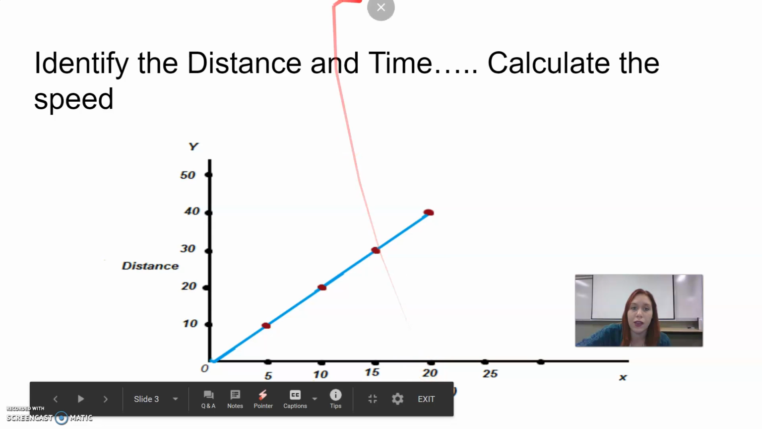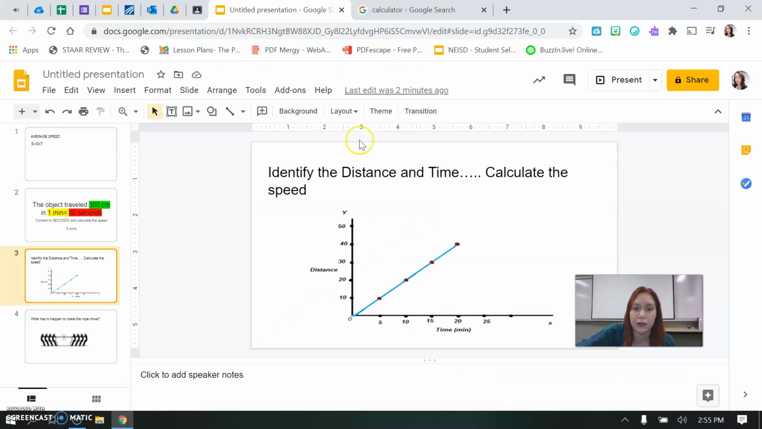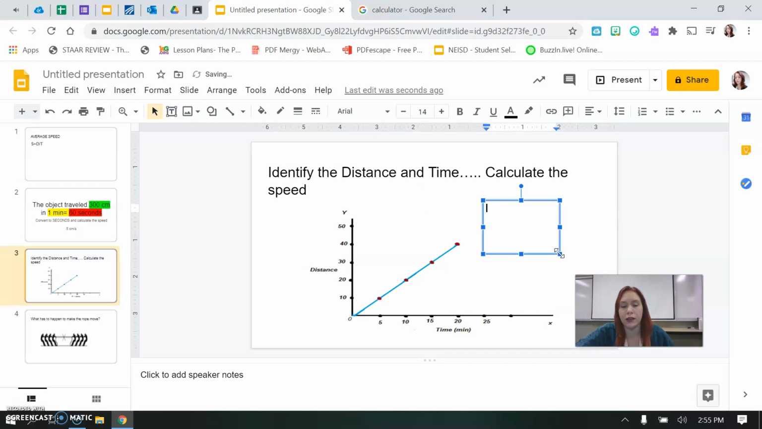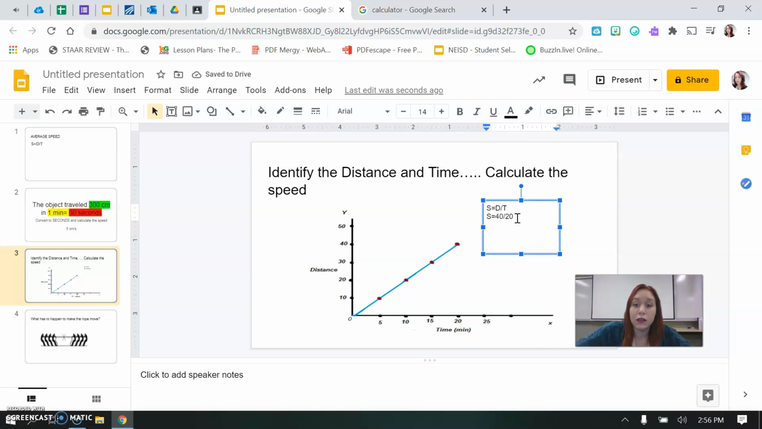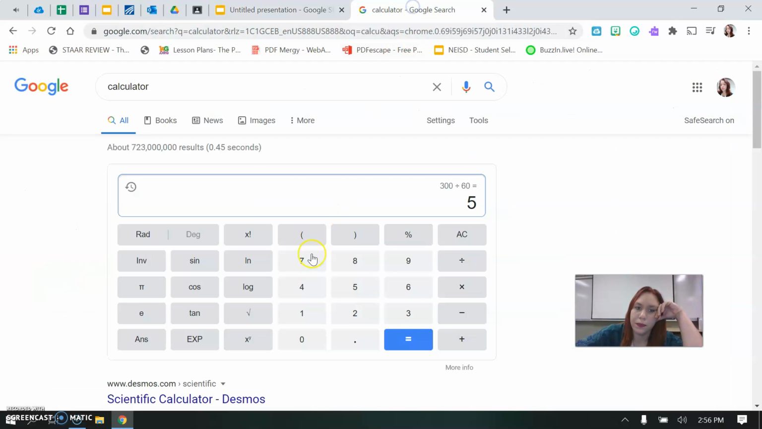So we have distance, we have time. All you need to do is calculate the speed. You always want to remember your formula. Take your distance, which is 40, and divide it by your time, which is 20. Then you put that in your calculator. Our distance is 40. We're going to divide that by our time, which is 20. We'll get an answer of 2.